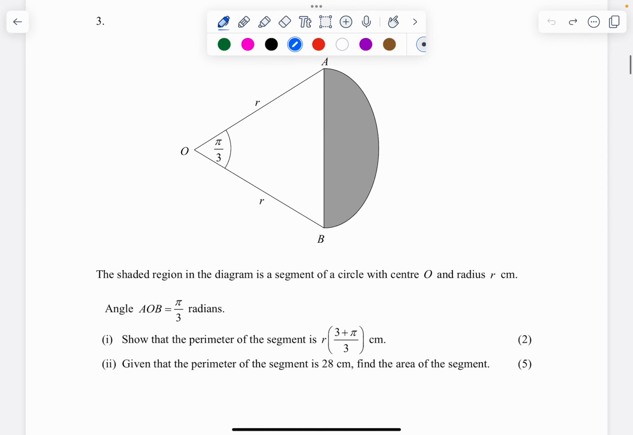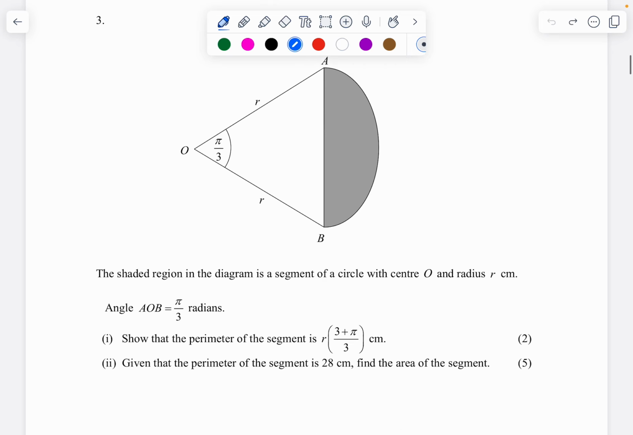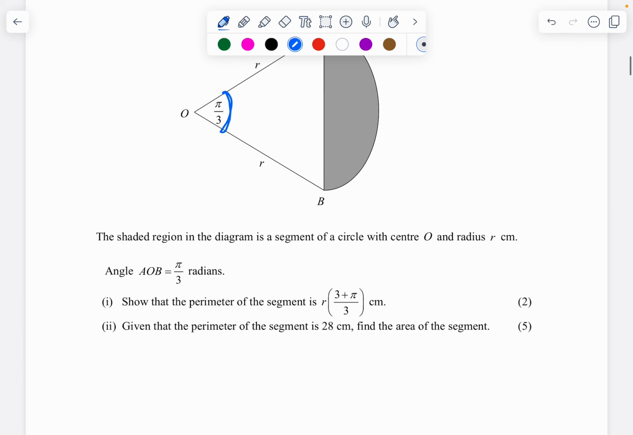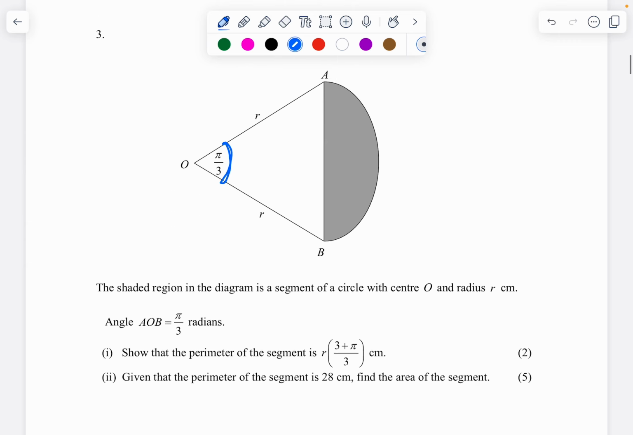The shaded region in the diagram is a segment of a circle with center O and radius r centimeters. Angle AOB is pi by 3, so this is pi by 3 already given. Show that the perimeter of the segment is r times (3 plus pi) by 3 centimeters. So perimeter means we need to calculate this arc length and also the length of AB.